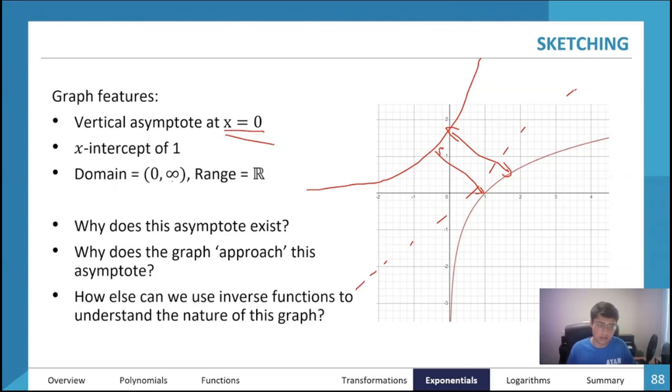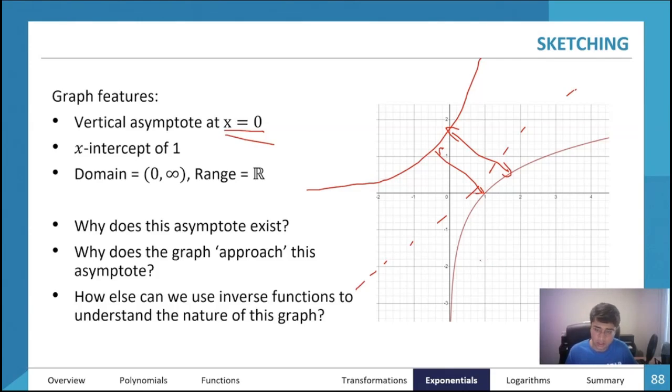Remember, that's just because it's an inverse function of the exponential function. We're just swapping the domain and range of the exponential function. Again, it's good to think about why the asymptote exists. First of all, we can explain it because it's the inverse function of the exponential function. So if the exponential function has an asymptote, then the log function also should have an asymptote.